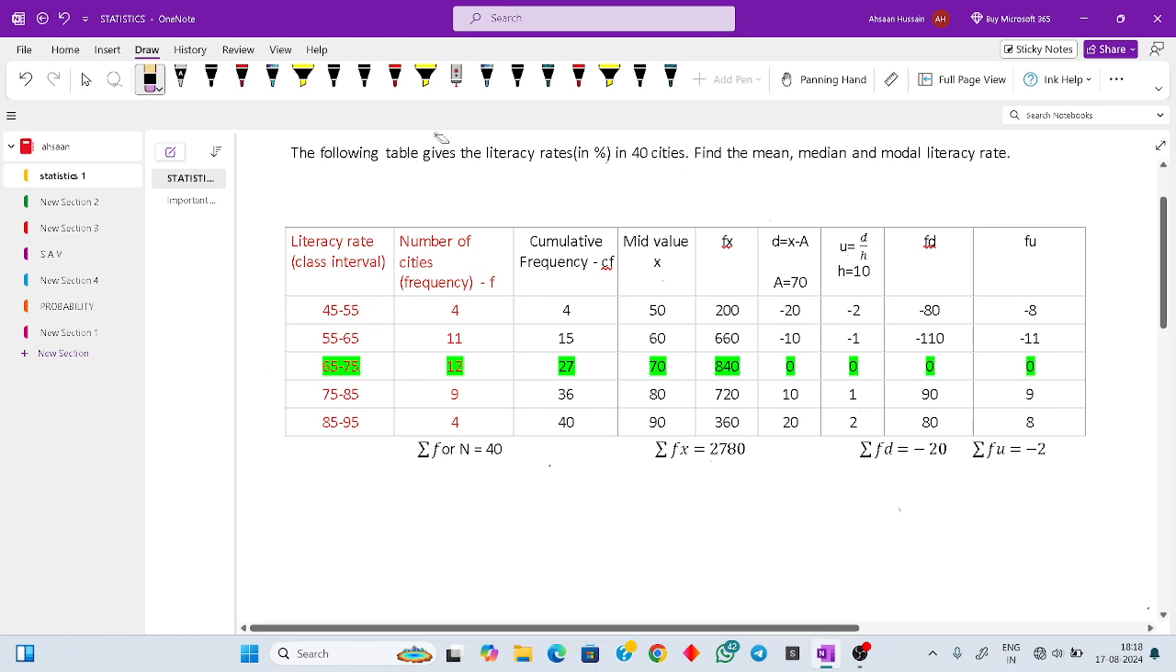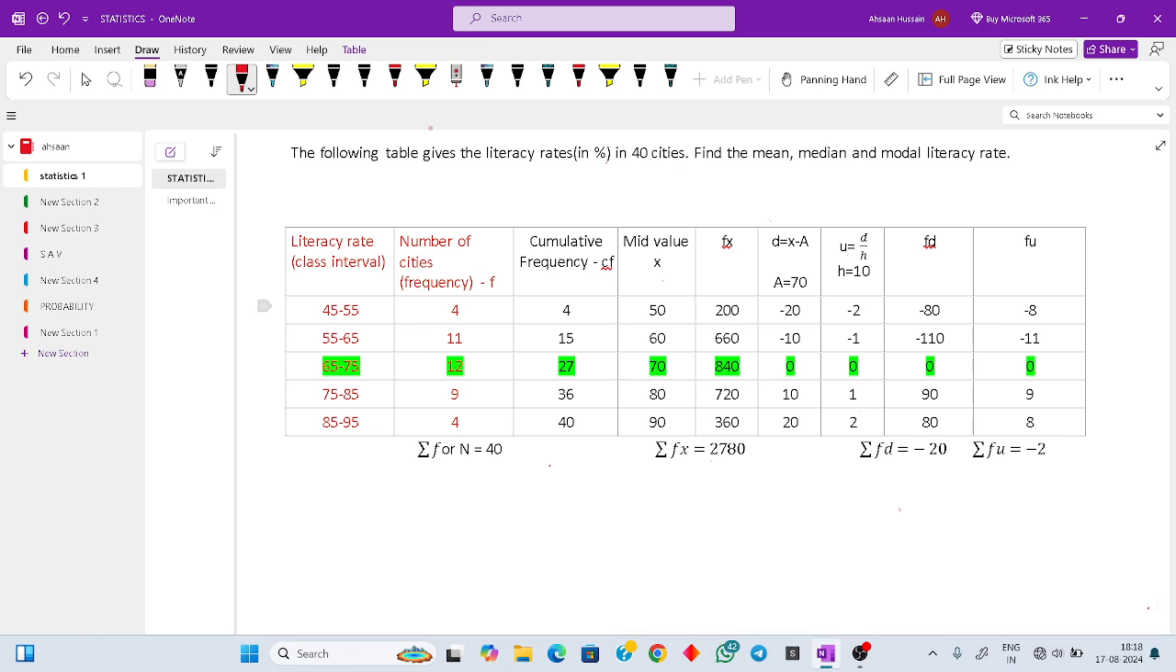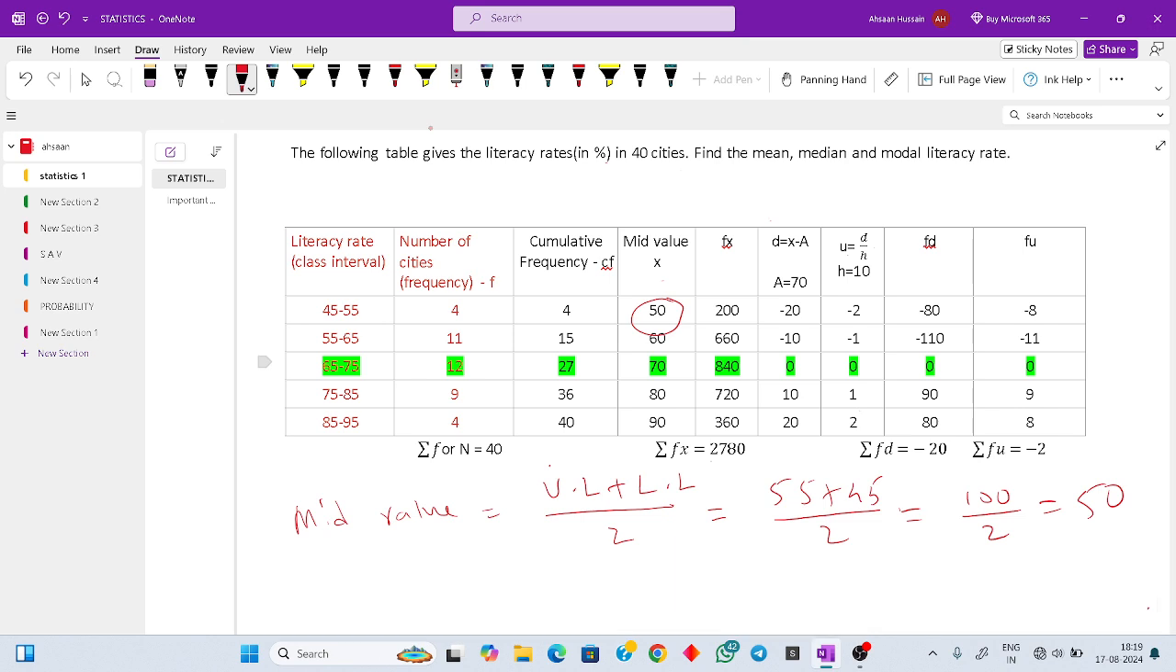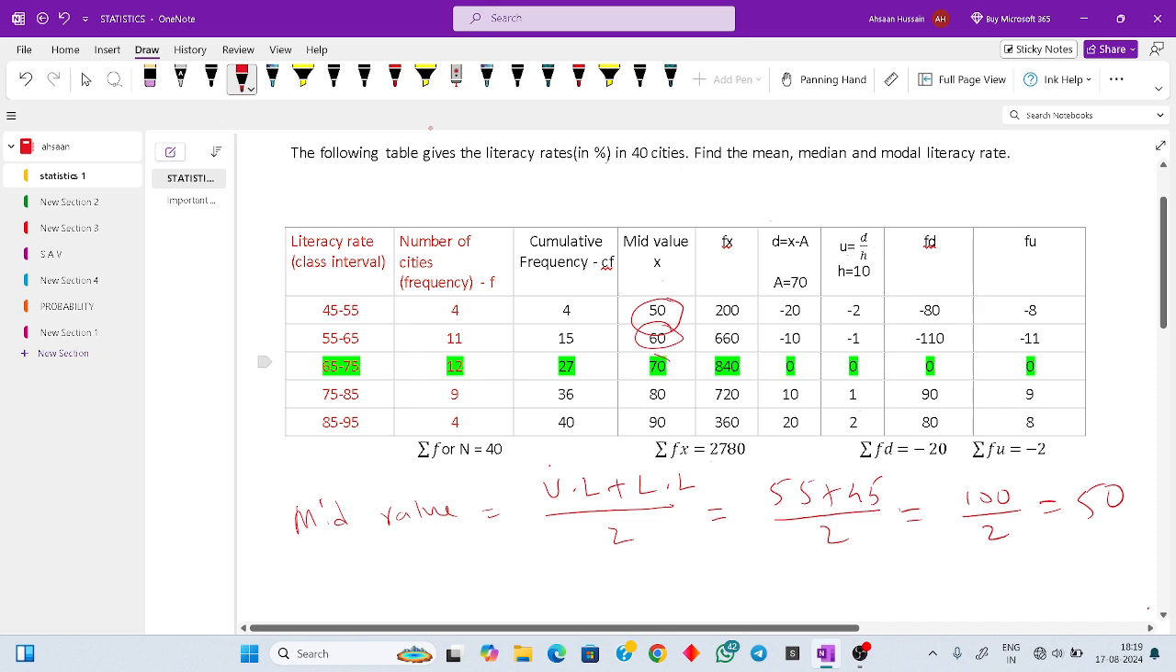To find the mid value of 45 and 55, all you need to do is to add 45 and 55 and divide it by 2. Something like this. See, mid value equals upper limit plus lower limit divided by 2. That is 55 plus 45 divided by 2. It means 100 by 2, which will give 50. So our first mid value is 50. Similarly, if you follow the same process, you will get the mid value of 55 and 65 as 60, then 70, 80, and 90. Okay.